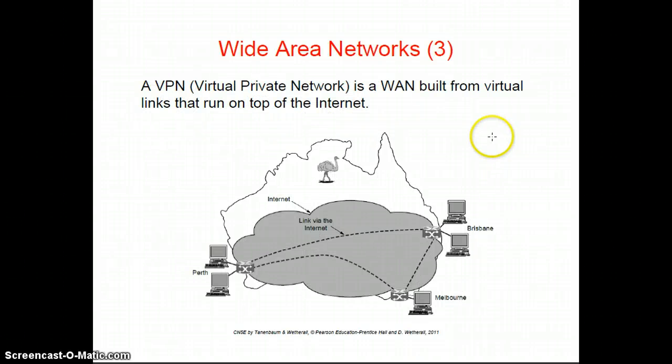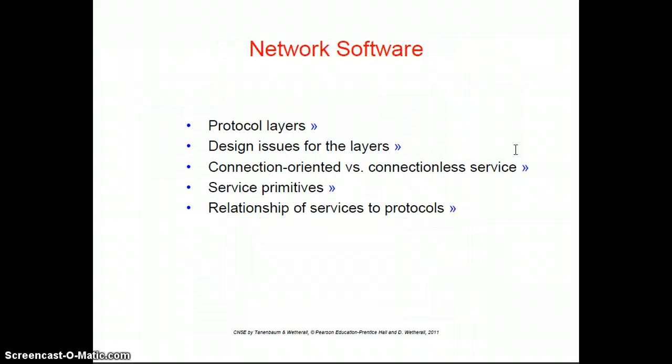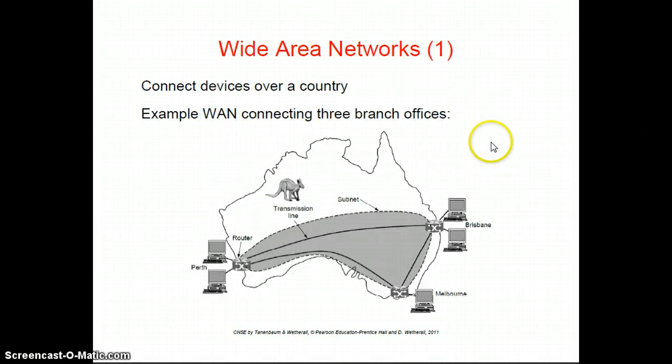A wide area network can also be a virtual private network, a WAN built from virtual links that run on top of the internet. When we talk about VPN, it means encapsulation, decapsulation, and security over the internet, because we know the internet is an open, unsecure network. That's why we need to use the internet as a secure network using VPN. The third issue is the network software.